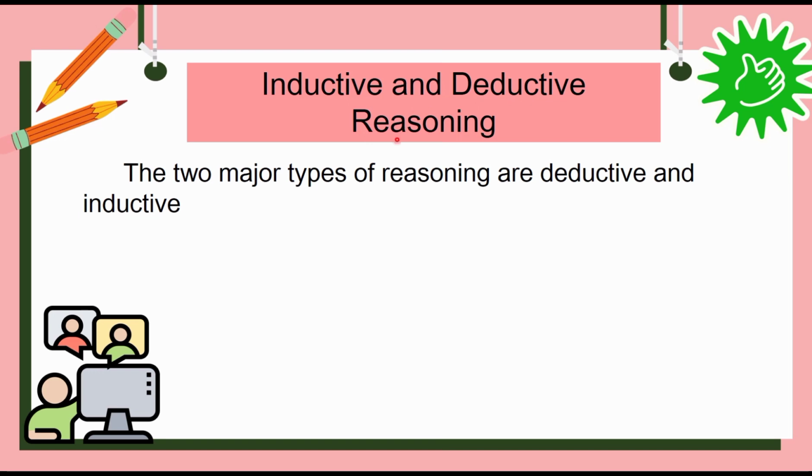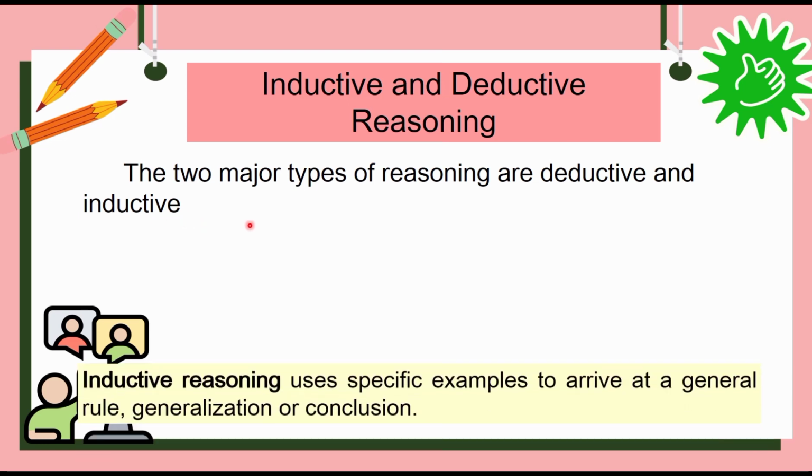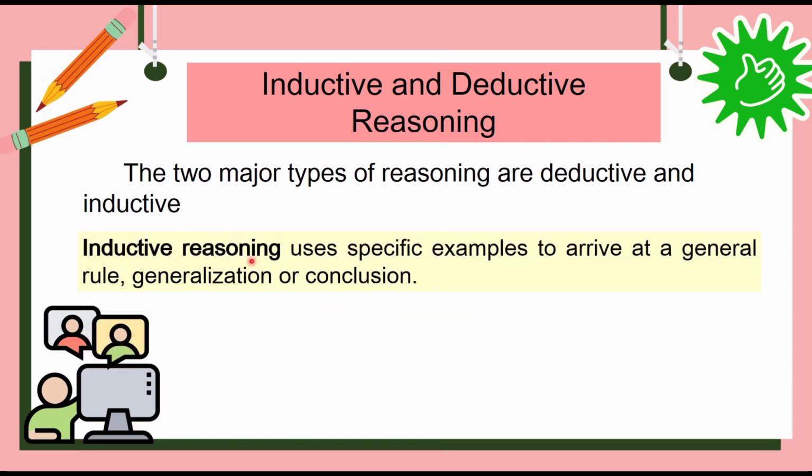Okay, let us have the inductive and deductive reasoning. So, the two major types of reasoning are deductive and inductive. So, let us discuss it one by one. So, when we say inductive reasoning, it uses specific examples to arrive at a general rule, generalization, or conclusion. Or it simply means that it is a process of observing data, recognizing patterns, and making generalizations from observations. So, it also involves going from a series of specific cases to a general statement.